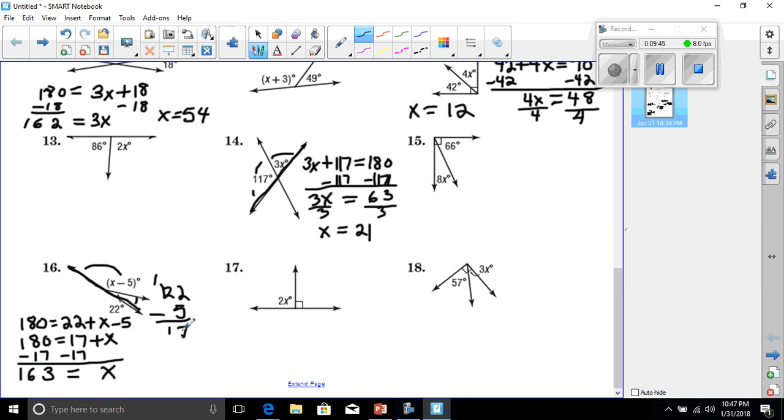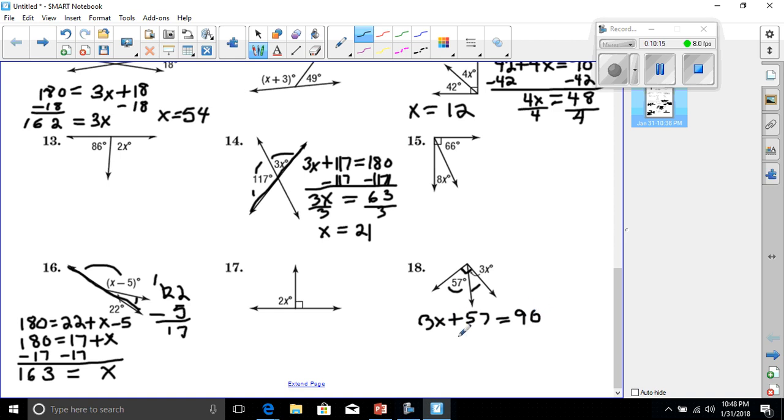All right? The last one's number 18. Let's work this one out. We're dealing with another complementary angle. We know that because of that little box here, that this all equals 90 degrees. Okay? So if this equals 90 degrees, I can say then that 3x plus 57 equals 90.